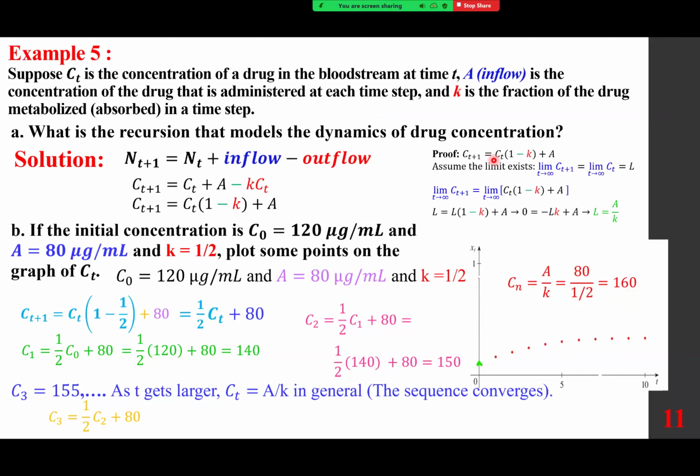As far as the proof, this is the formula. Assume the limit exists. We're going to take a limit of this one. And that is the proof. You don't have to worry about this proof until we get to it next time. But just to give you an idea, C sub t plus 1 is C sub t times 1 minus K plus A. You have it here. So if the limit exists, the limit of the left and right are the same. The limit of this one and this one are the same, and it's L. And if you take the limit of the right side, you get L times 1 minus K plus A. If you solve that, you get L equals A over K.